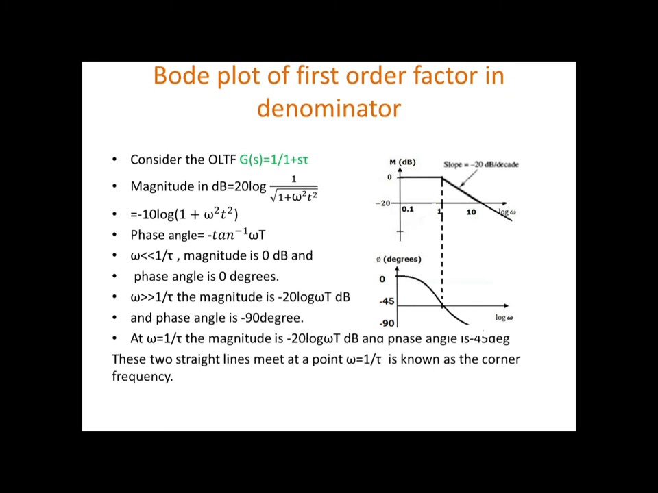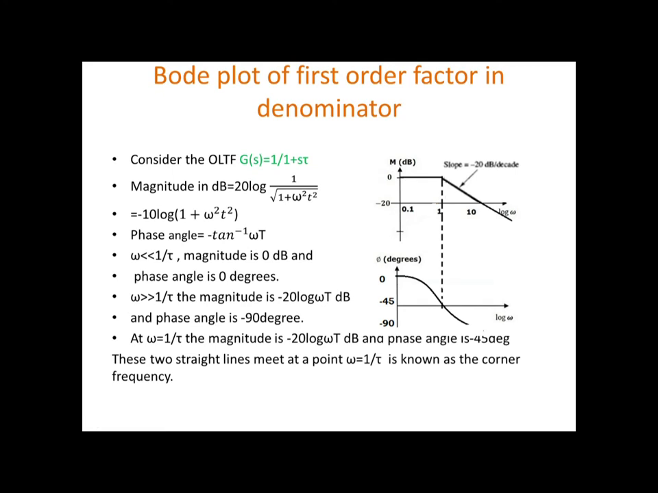That means at this point, omega equal to 1 by tau, or omega t equal to 1, two straight lines will meet, and this meeting point is known as the corner frequency of the system. Or we can say that from the corner frequency the slope has changed. So this is the corner frequency, omega equal to 1 by tau.